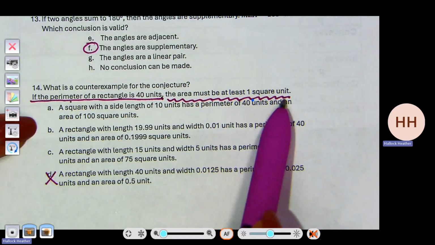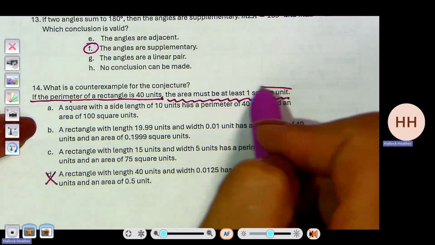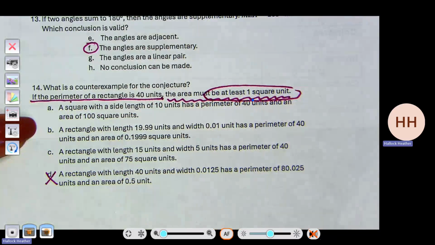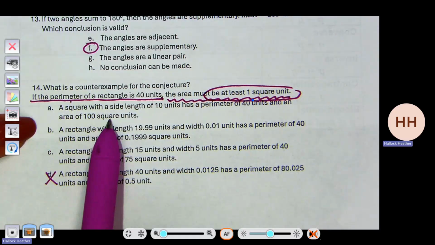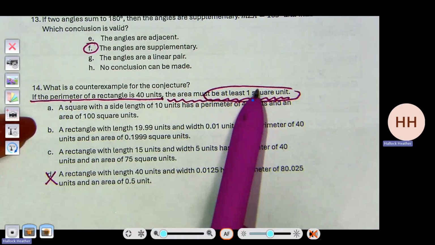Now let's look at the area. We're finding a counterexample. It says at least 1 square unit, so I need something less than 1 square unit. It says the area is 100. That satisfies this statement. I need something that counteracts it.